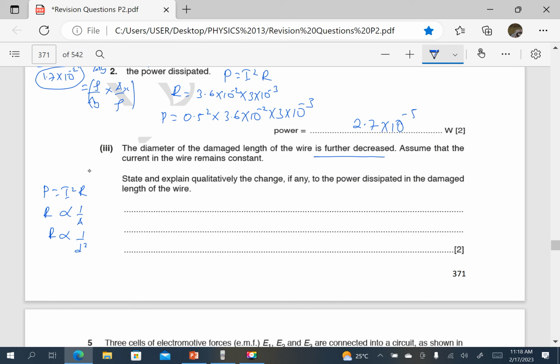So they have said the diameter of the wire is further decreased. Resistance is equal to rho L over cross-sectional area. The diameter is the one which has been decreased. That means the cross-sectional area has been decreased further. And if the cross-sectional area is decreased, it means the resistance increases. And if the resistance increases, from power equal to I squared R, it means the power also increases.